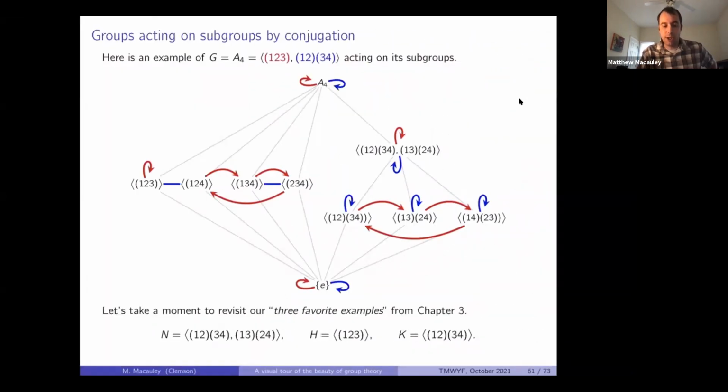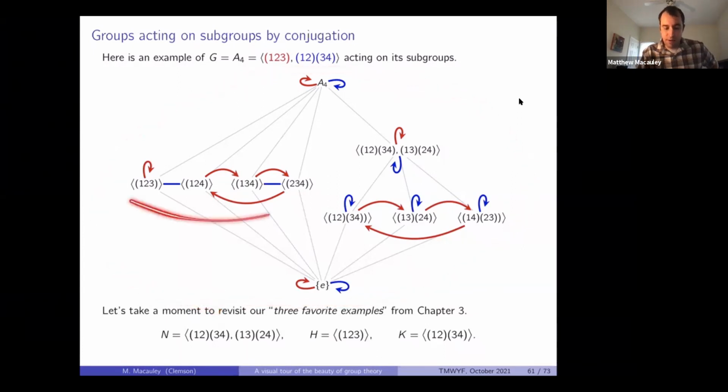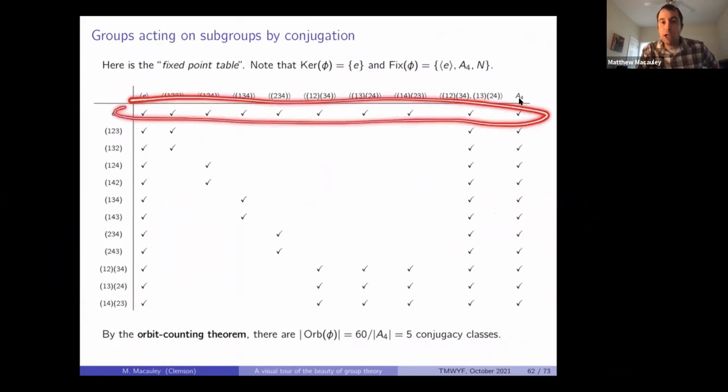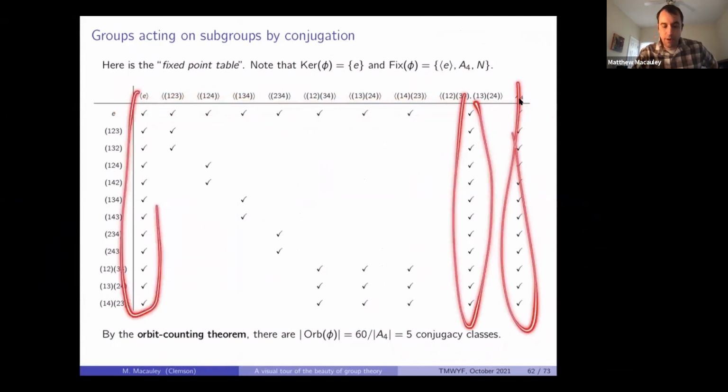You can also conjugate subgroups. We talked about conjugating subgroups before. Here's a picture of that superimposed on the lattice. And here's the fixed point table. There are 5 conjugacy classes, 60 check marks. Now, the kernel is the row that has all check marks, and the fixed points are the columns that have all check marks right here.